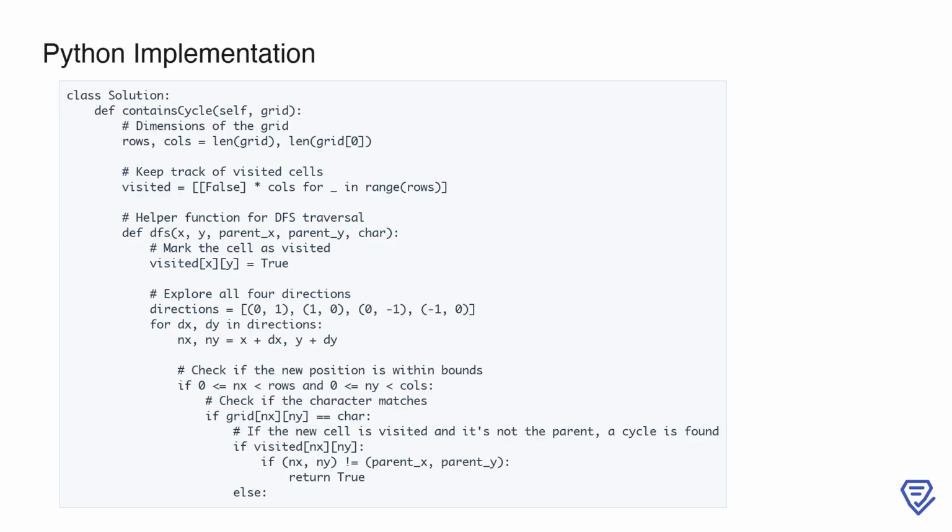Now, we define a helper function DFS for depth first search. This function takes the current cell's coordinates, the coordinates of its parent cell, and the character we're currently exploring. Inside the function, we first mark the current cell as visited in the visited matrix. Then, we define the possible directions for movement: right, down, left, and up. Using a loop, we compute the new coordinates for each direction and check if they are within the grid's boundaries. If they are, we further verify if the character in the new cell matches the one we're exploring. If it does and the cell is already visited but not the parent cell, we've detected a cycle. In such a case, we return true to indicate a cycle exists.